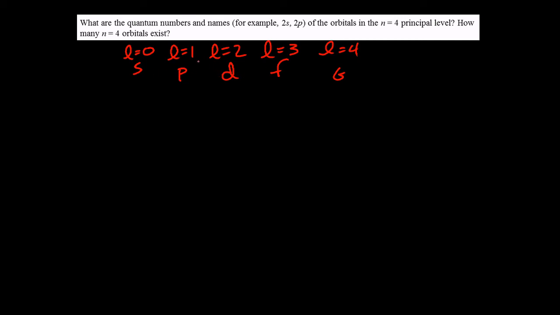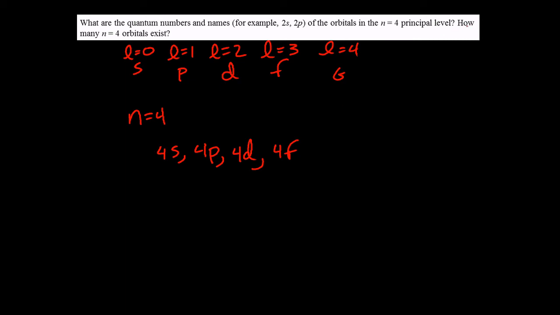So S, P, D, F, those are the letters associated with each of these L values. What that tells us is that in n equals 4, because it is the fourth shell, we're going to have 4 subshells. And so we're just going to have those first 4. So we would have 4s, 4p, 4d, and 4f. Those are the 4 possible subshells for the orbitals that exist in there.